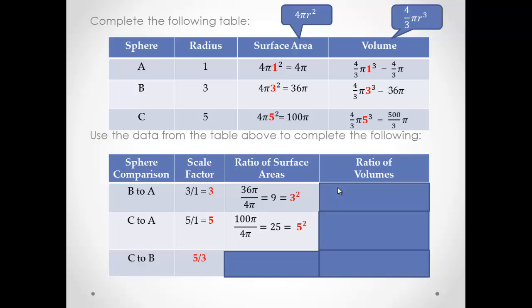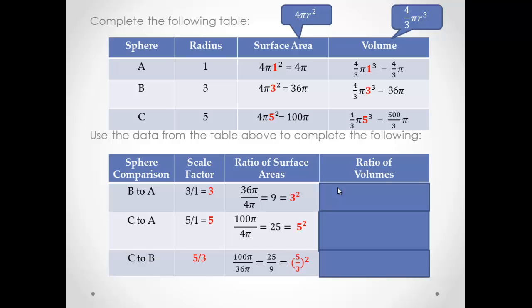We put 100 pi over 4 pi. The pi's cancel out, simplifies to 25, and this is equal to the scale factor squared. And same thing for the last one. Simplified, 25 over 9. If we square root that, we get 5 over 3, or another way to say it, it's the scale factor squared, which gives us 25 over 9.